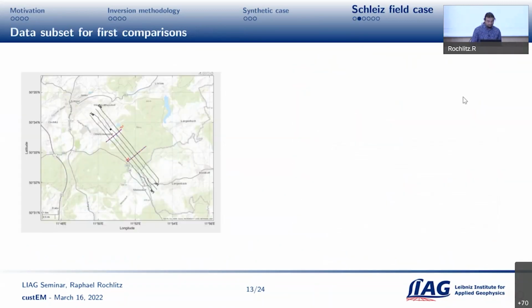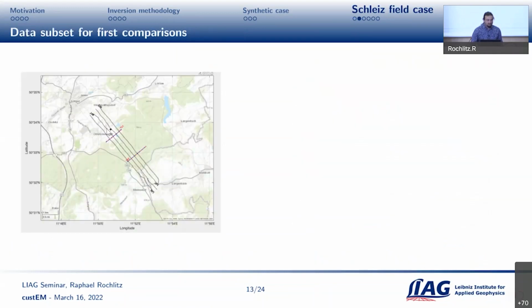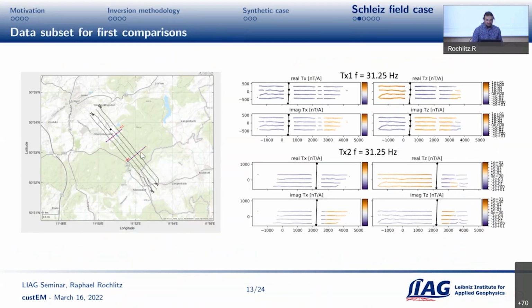That's why it is quite interesting to analyze these data now in 3D. At first, I started with a subset for first comparisons. This is only this smaller part here from our complete data set. We picked 4 flight lines for transmitter 1 and transmitter 2. And this is how our data look.